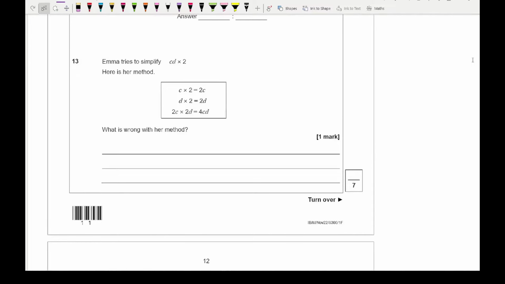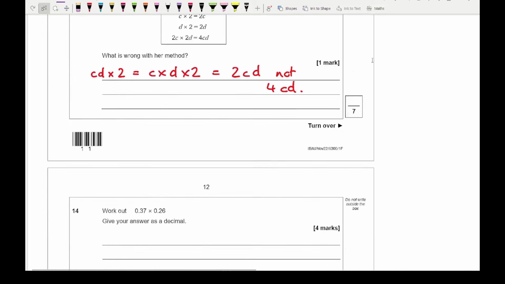Moving on to question 13, it says Emma tries to simplify CD times 2. Here is her method, and it says, what is wrong with her method? Now, again, for one mark, it's all about how you represent the answer. But basically, how I would represent this is CD times 2 is C times D times 2, which is 2CD, not 4CD. Now, again, you could think of a number of ways. You can write it in words, you can write it in sentences explaining why Emma is wrong, and as long as it's valid, you will get the single mark for it.